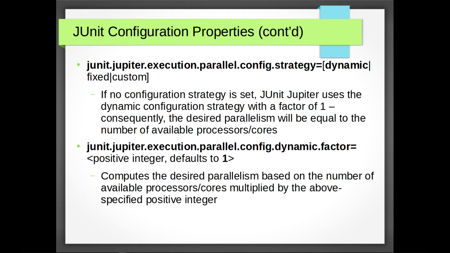Alright, so once again what this last configuration property does is it computes the desired parallelism, or the size of the thread pool, based on the number of available processors or cores multiplied by the above specified positive integer. Moreover, please note it says the desired parallelism because the JUnit runtime does not guarantee the maximum size of the thread pool. Let us go to the next slide.